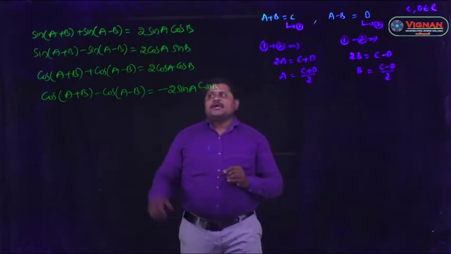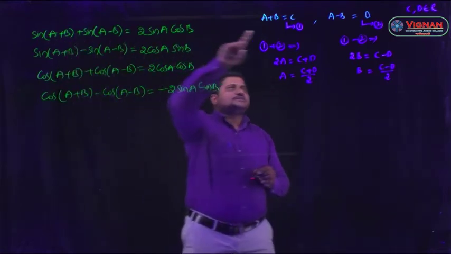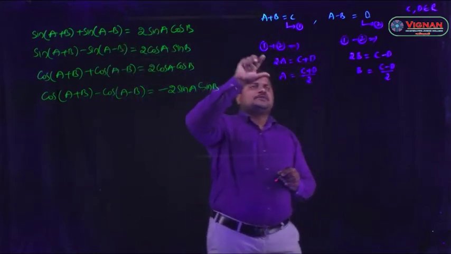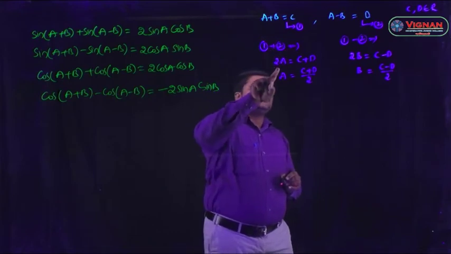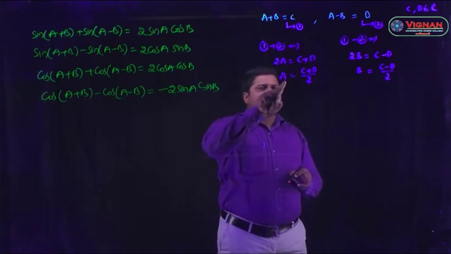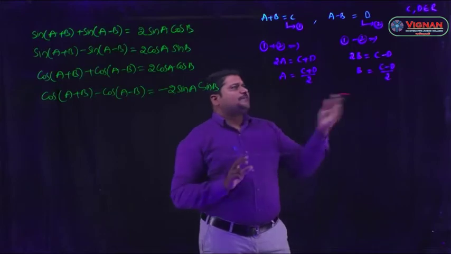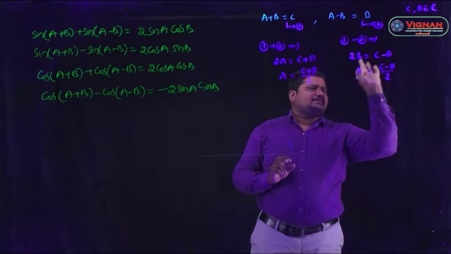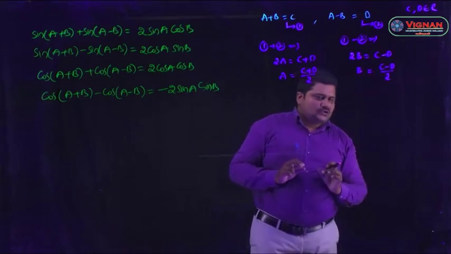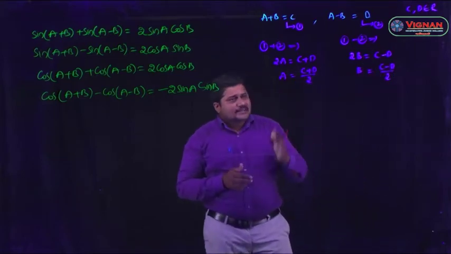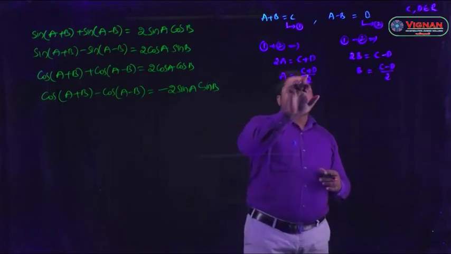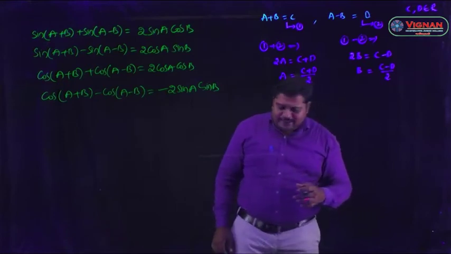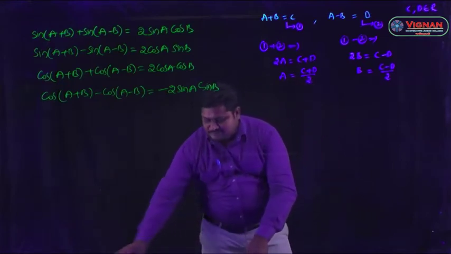We take a plus b is equal to c, a minus b is equal to d. Then by adding 1 and 2, we get 2a equal to c plus d, then a equal to c plus d by 2. By subtracting 2 from 1, we get 2b is equal to c minus d, then b equal to c minus d by 2. Substitute a is equal to c plus d by 2 and b equal to c minus d by 2. We get another four formulae.